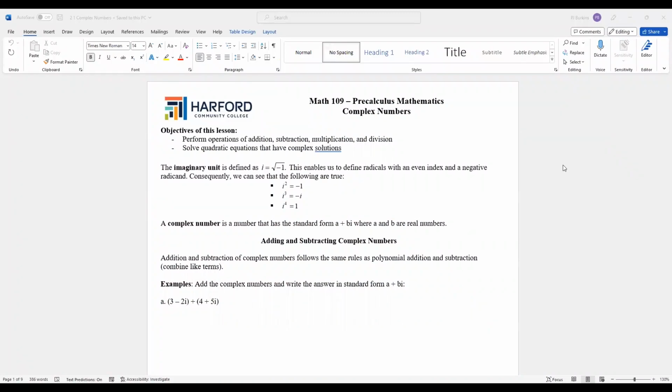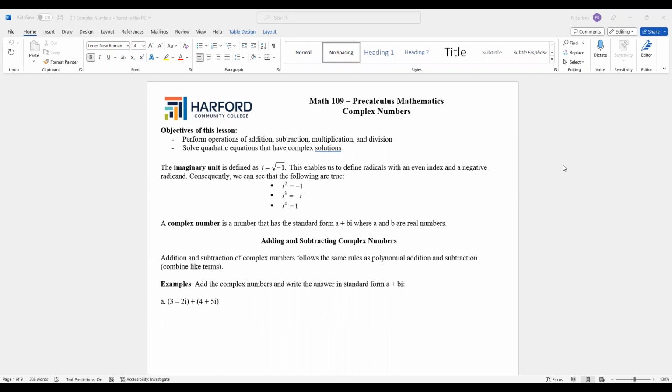Section 2.1 is on complex numbers. Now, unfortunately, this is probably one of the only times that you're going to encounter complex numbers in many of your math courses, at least at the community college level. But they are quite important, and you might run into them if you take engineering or physics. And here's the funny thing, even though they're called imaginary, they are found in reality.